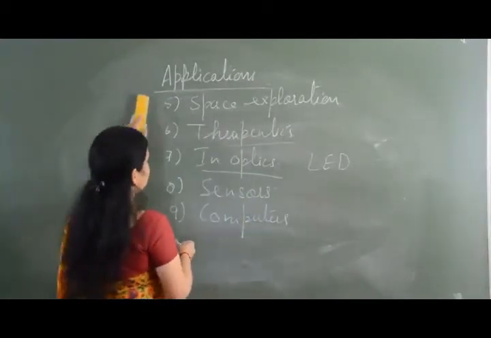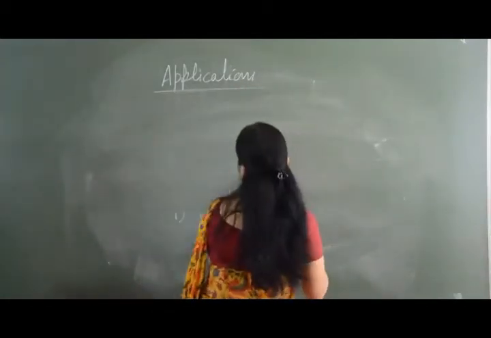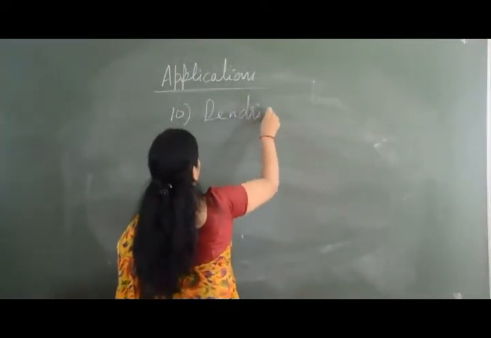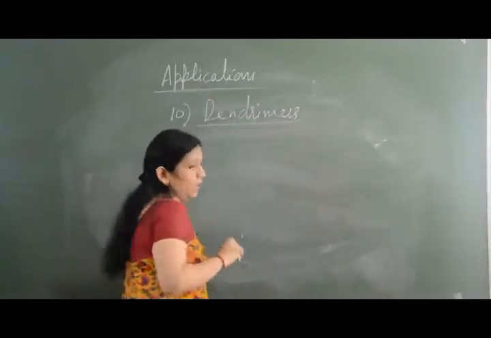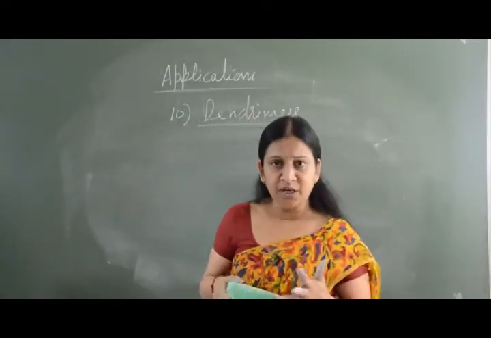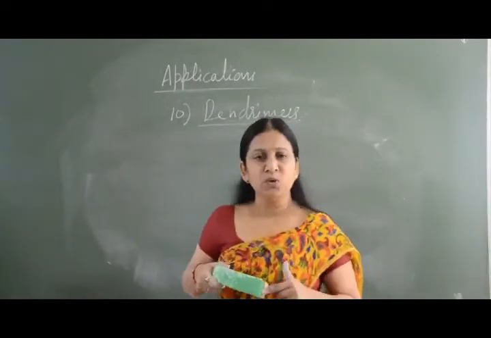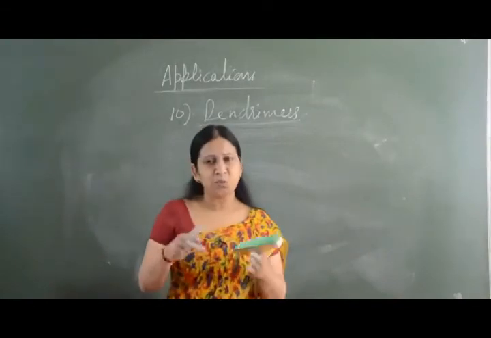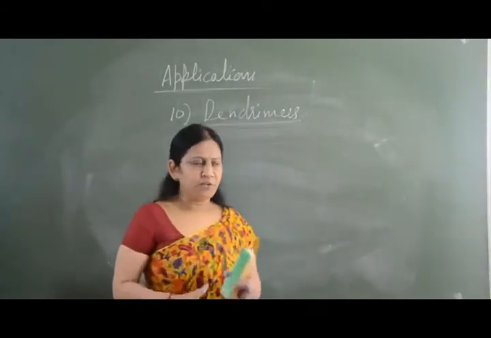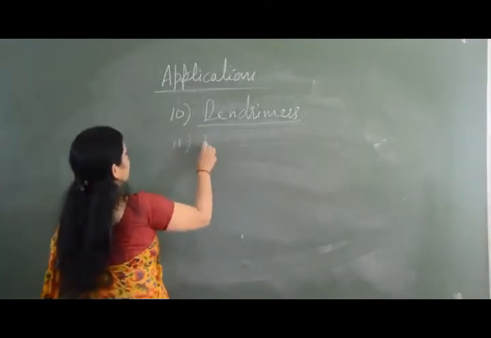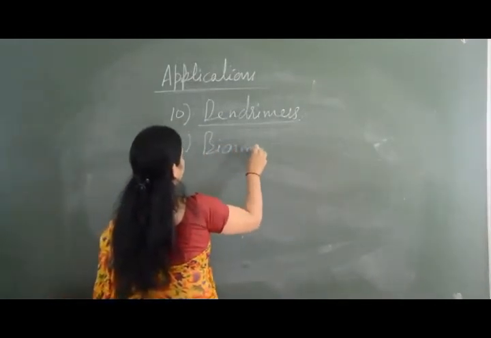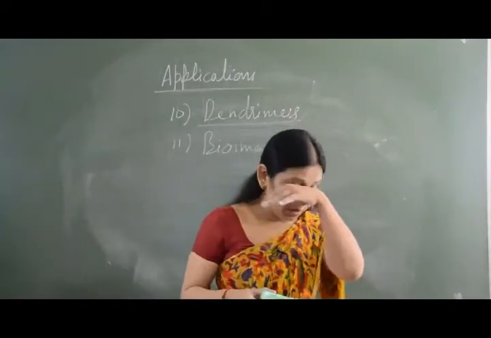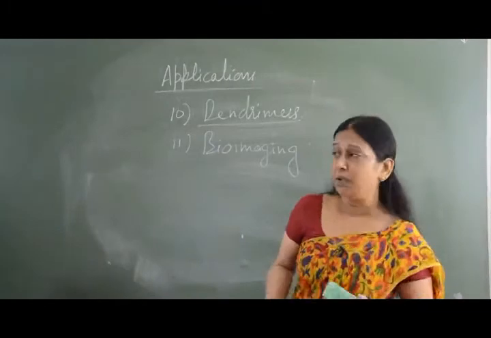Then the next application of nanotechnology or nanomaterials is dendrimers. It is used as an engineering material, it is used in industries, and it can be used in pharmaceutical industries. So again this is going to help dendrimers, which are also a type of nanomaterials. And last, it is used in bioimaging. So this is the next application, bioimaging and biomolecular imaging.